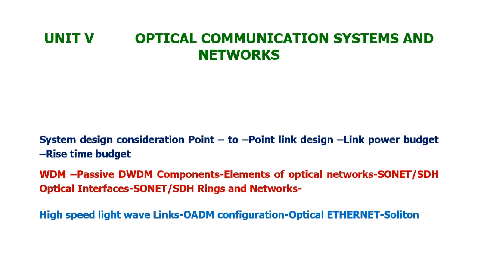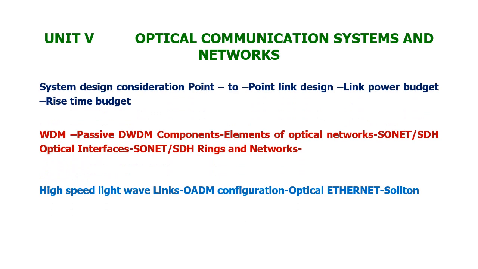Unit 5 can be split into three parts. The first part deals with system design consideration, point to point link design, link power budget, and rise time budget. The second part covers WDM, wavelength division multiplexing, passive DWDM components, elements of optical networks, SONET/SDH, optical interfaces, and SONET/SDH rings and networks. The third part covers high-speed light wave links, OADM configuration, optical Ethernet, and soliton.